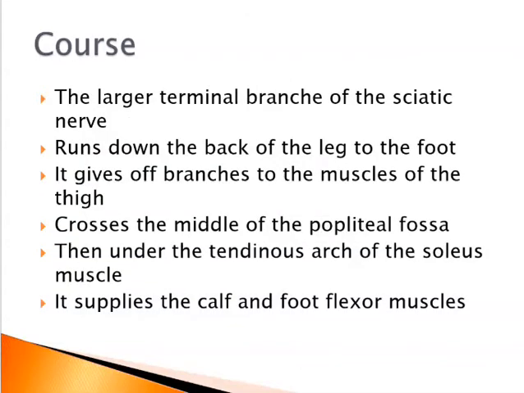Course of the tibial nerve. Tibial nerve is larger terminal branch of sciatic nerve. It runs down back of leg to the foot. It gives off branches to the muscles of thigh. It crosses the middle of the popliteal fossa. Then it is under the tendinous arch of soleus muscle. It supplies all the calf and foot flexor muscles.